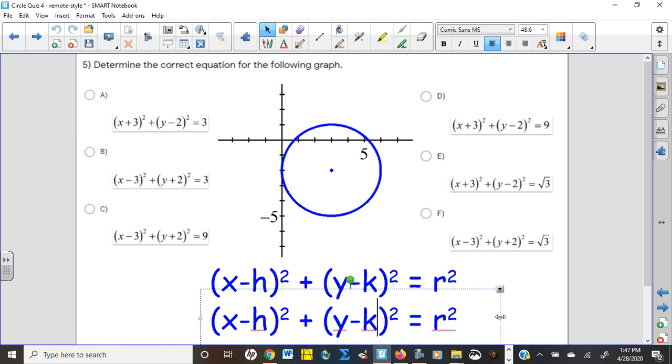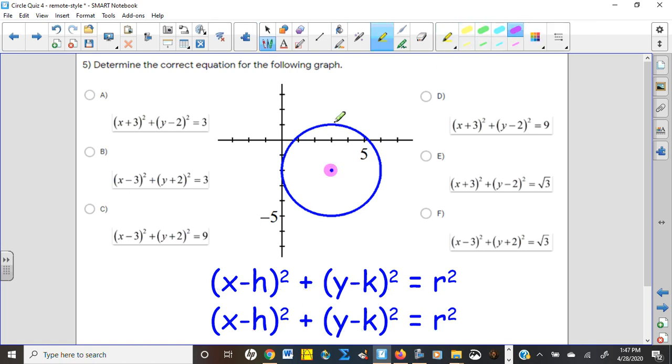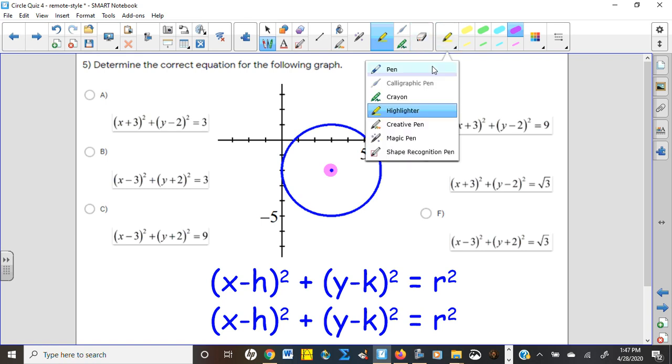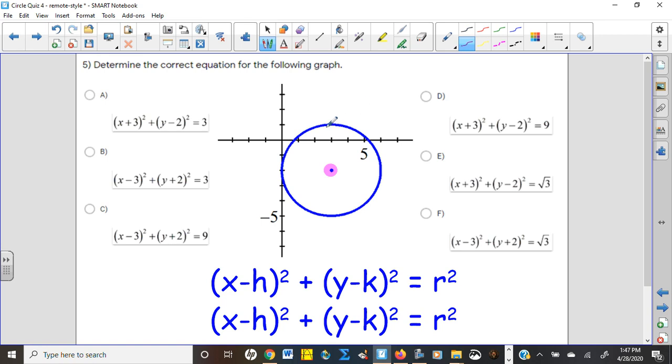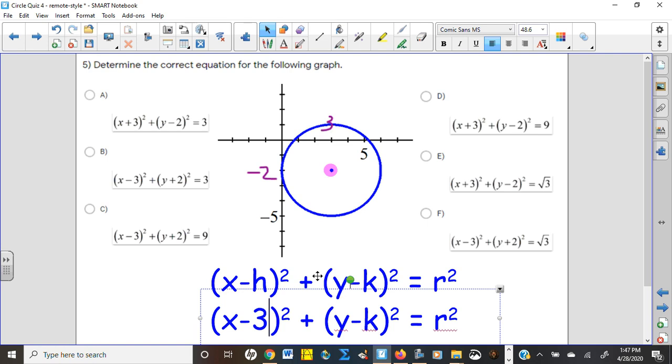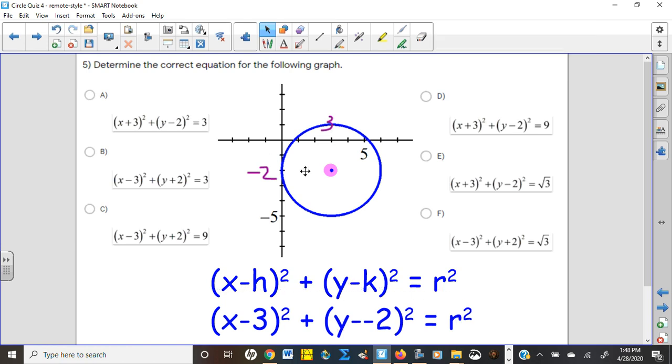So we need to figure out what the center is. Well, we see the center. They give us the center. What does it look like? It looks like that is over 3 units horizontally and down 2 units vertically. So H is going to be 3 and K is going to be -2. The radius, I would just get it from right here.